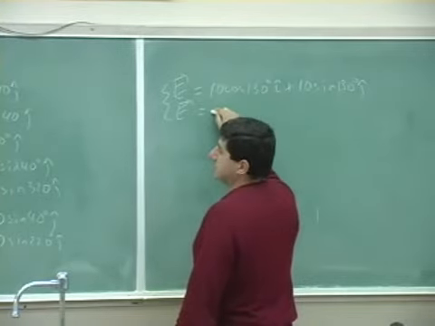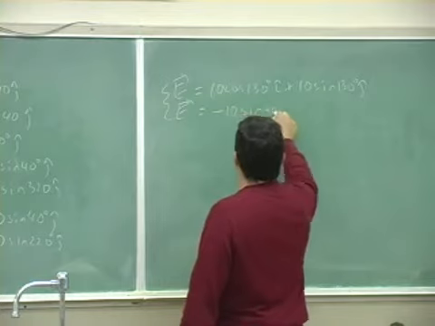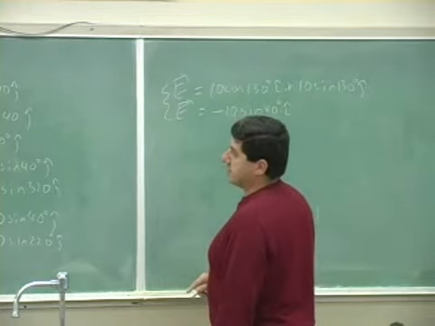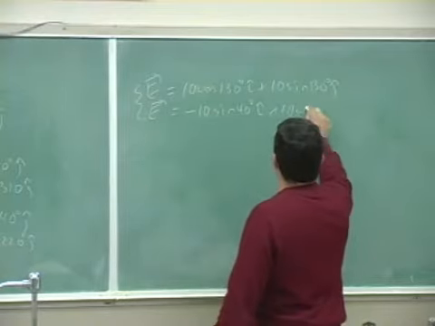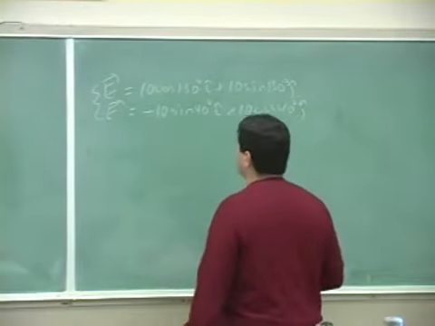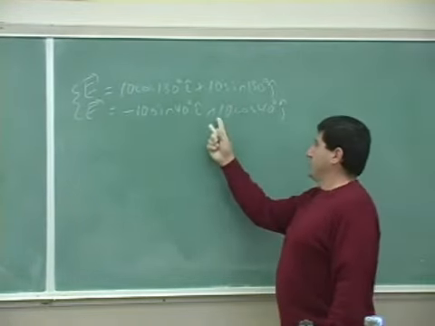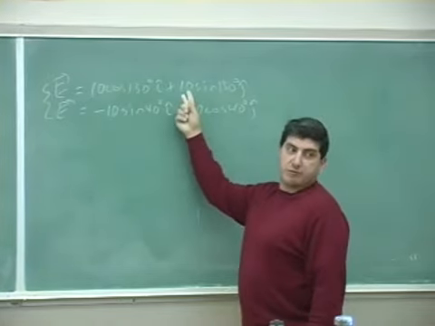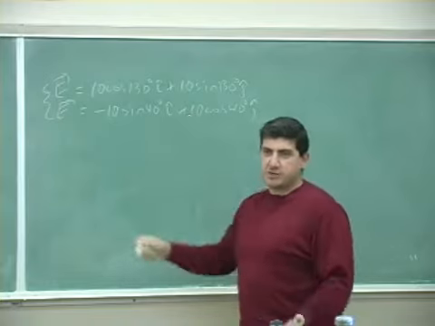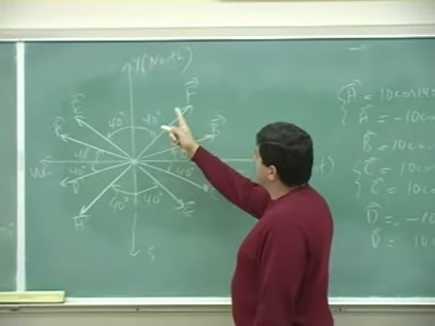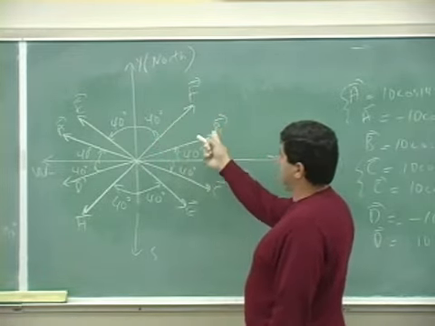E is going to be negative 10 sine of 40. The y component of E is going to be positive, so it's going to be positive 10 cosine of 40. That gives you the same answer. Now, of these two, for beginners, this is probably the simpler one. This one takes a little more practice.